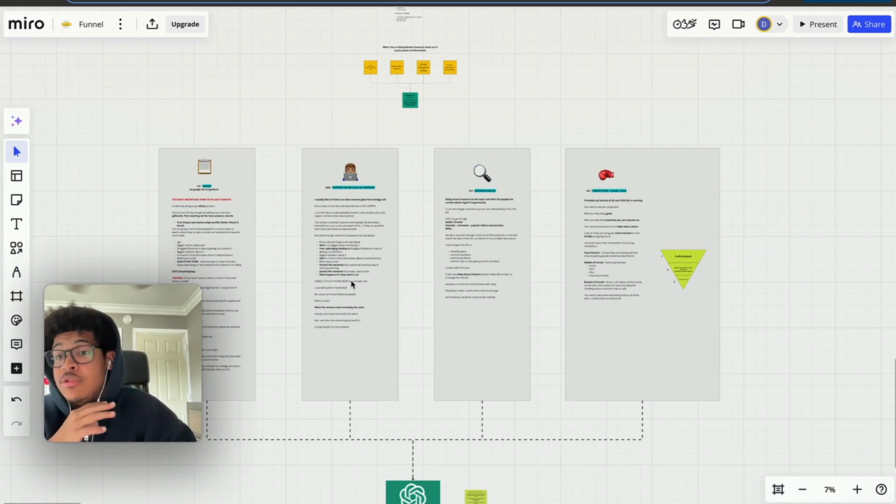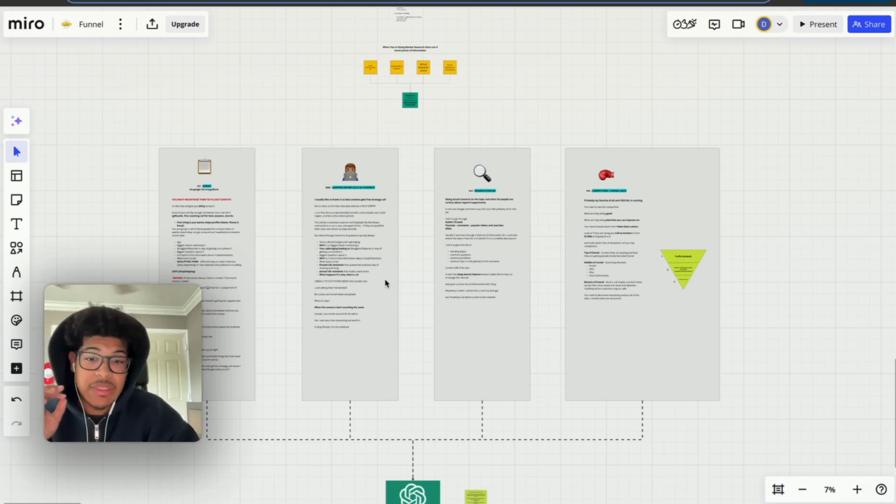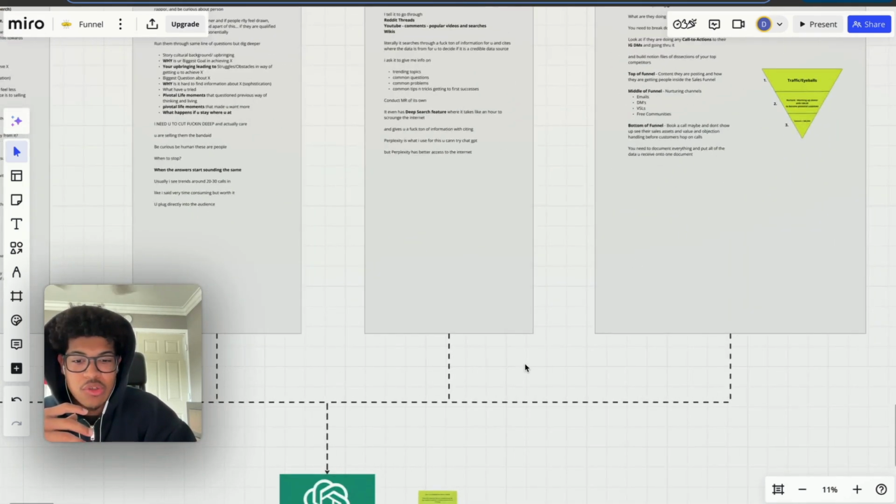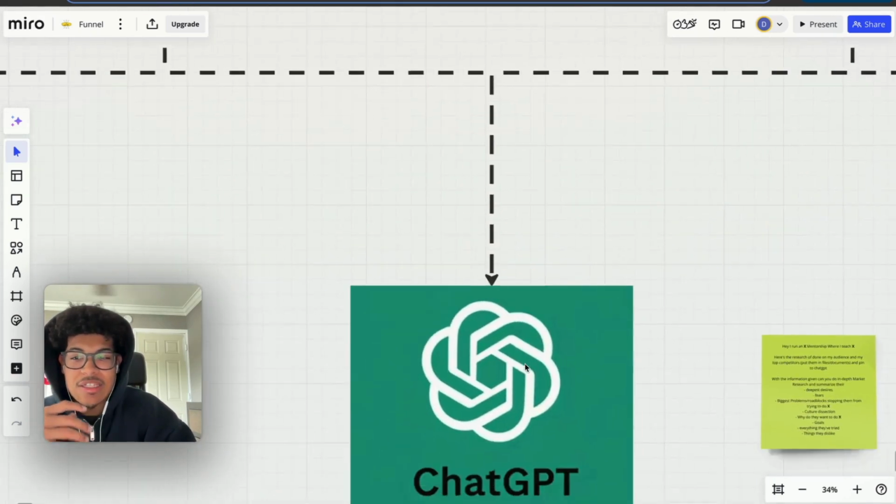Like, you will be green. You will literally be green. You'll be perfect, and you can get your ICP. But this is like the extra edge. This is when I'm looking at competitors. And then the last step is I put them in ChatGPT.